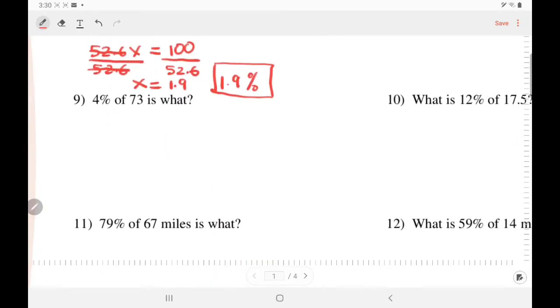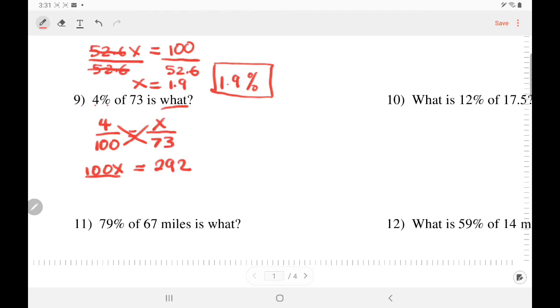Let's do a couple more. Let's set up our proportion. This time we know it's 4%, so it's 4 over 100 equals is over of. Is what? And what is x? Of 73. So we cross multiply. That would be 100x equals. Cross multiply this way. Use your calculator. So 4 times 73 is 292.